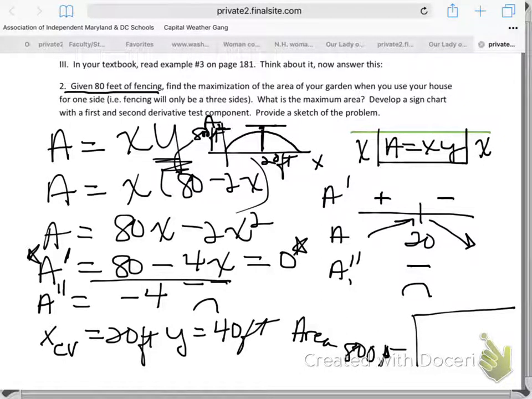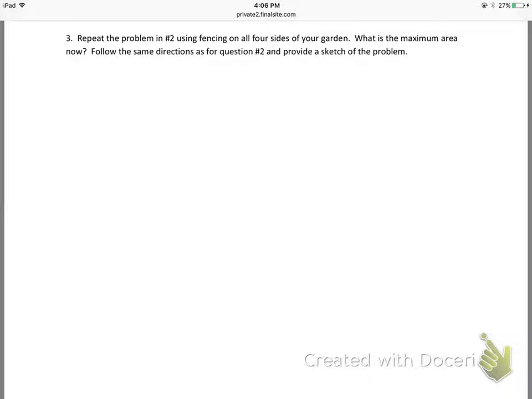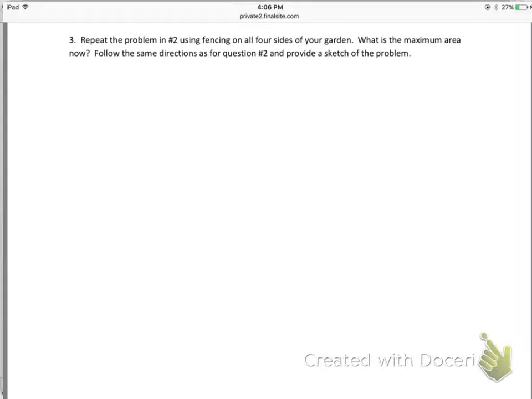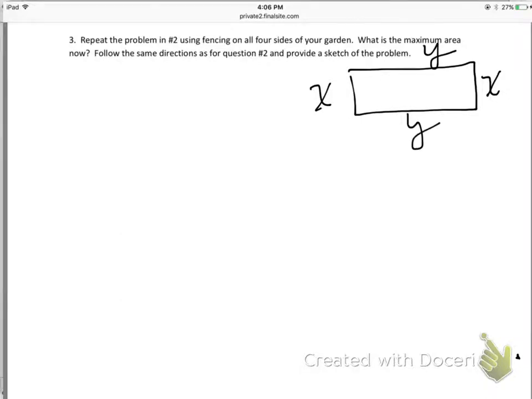Okay, so that's that problem. Let's go ahead and do the next problem, which is number 3. Okay, number 3, they're going to have us do the exact same problem, but now we're not going to use the side of our house. We're going to use the entire garden as a freestanding structure. So when I do my sketch of the problem, I can now have 4 free sides. And you should remember that when you have 4 free sides, you're probably going to get a square.